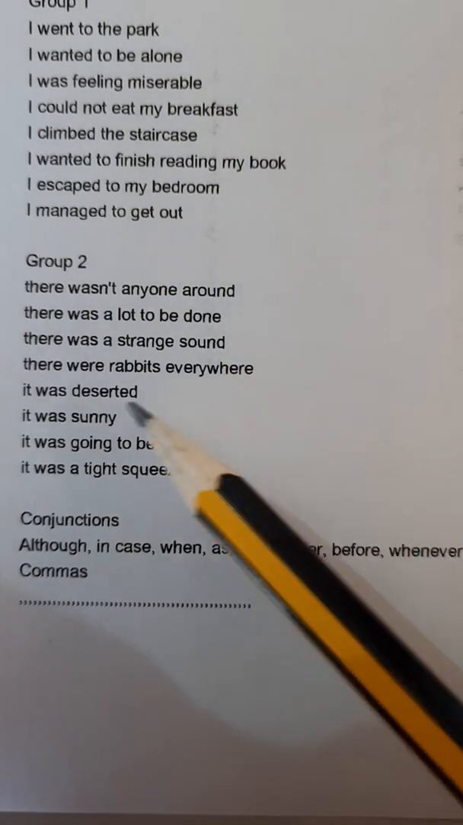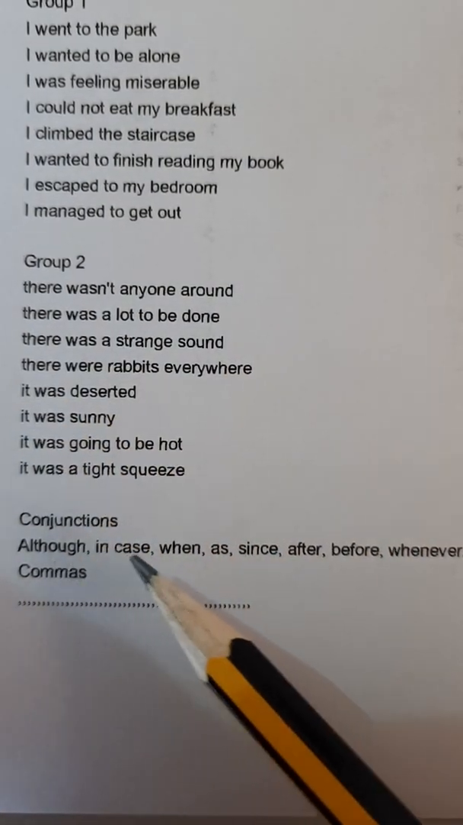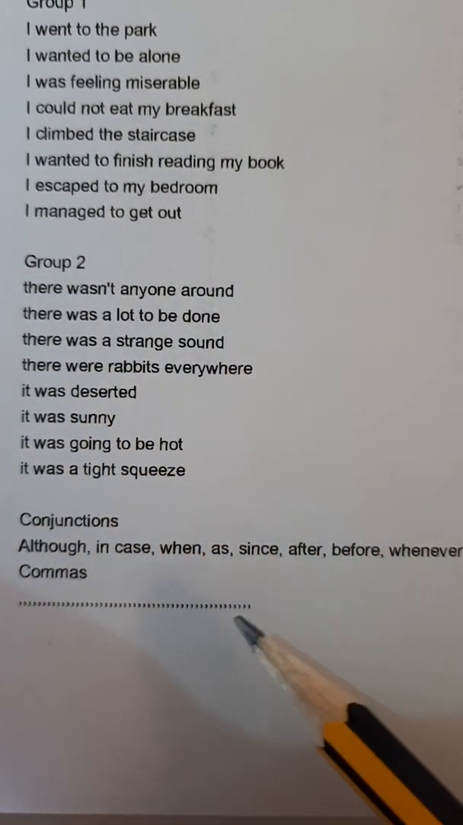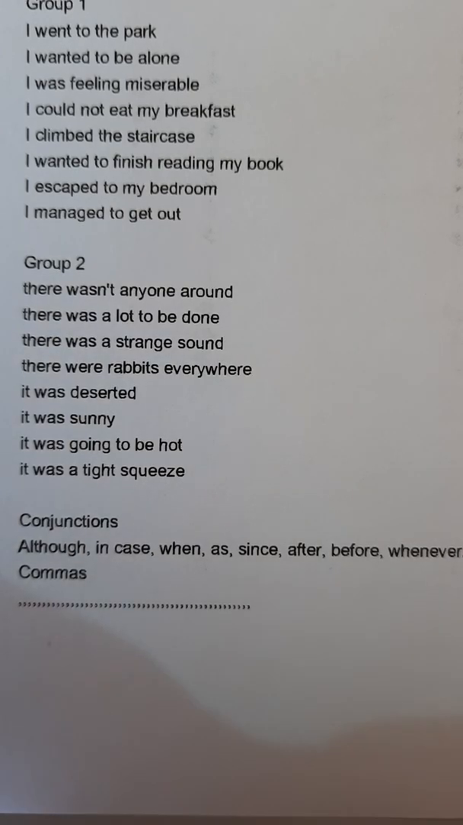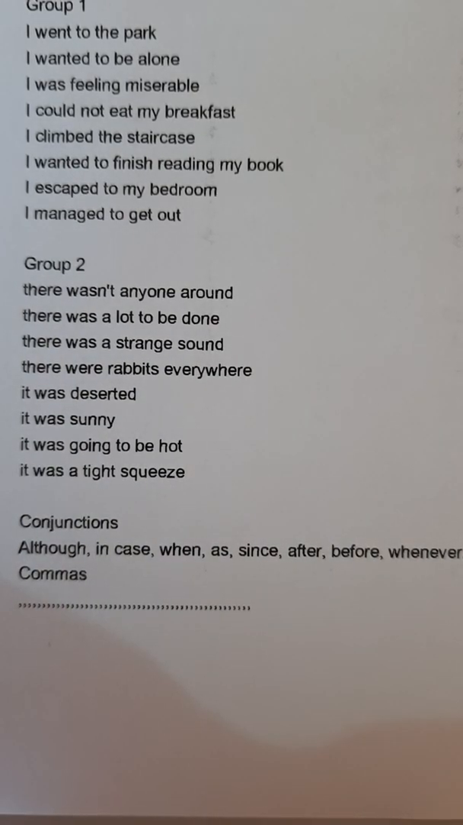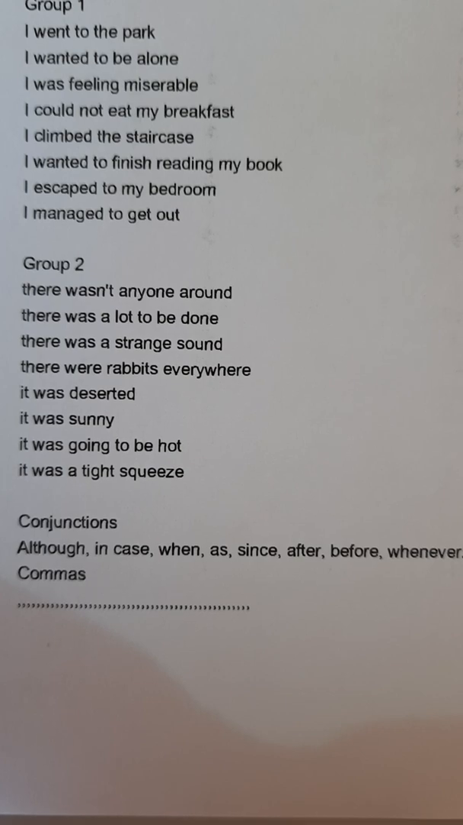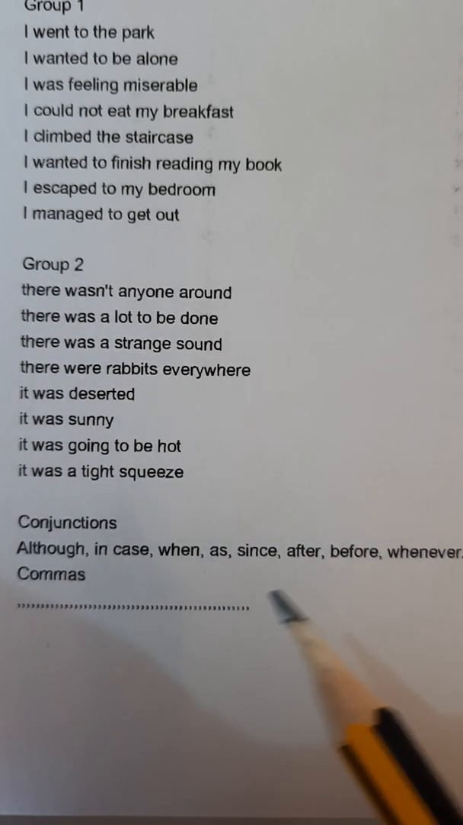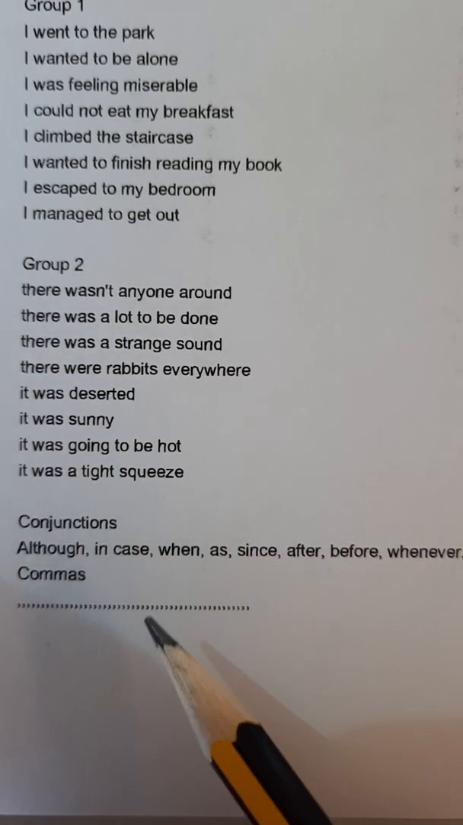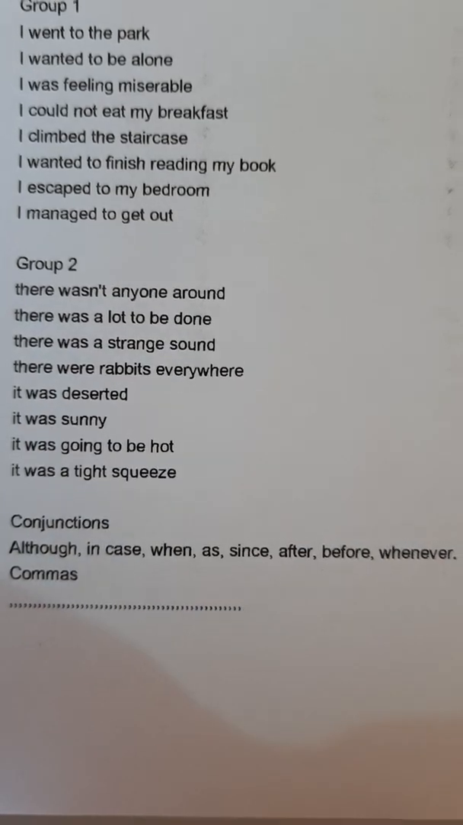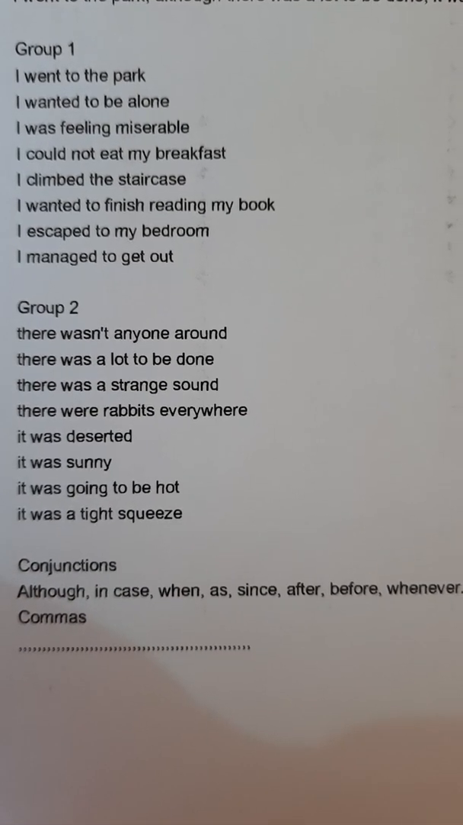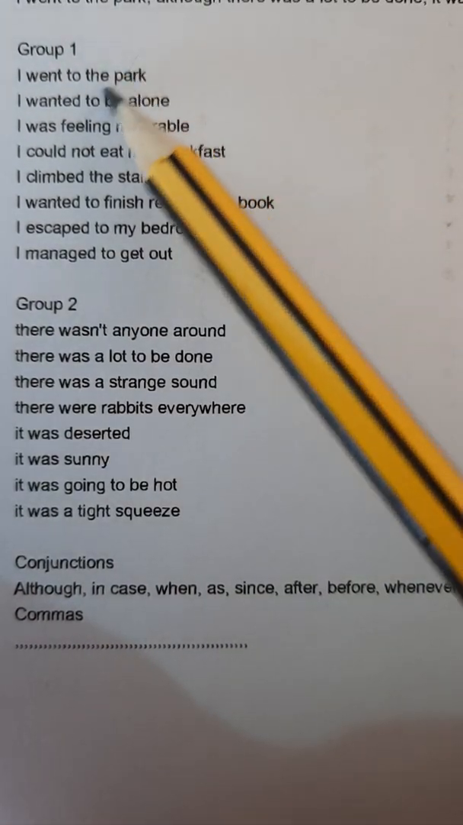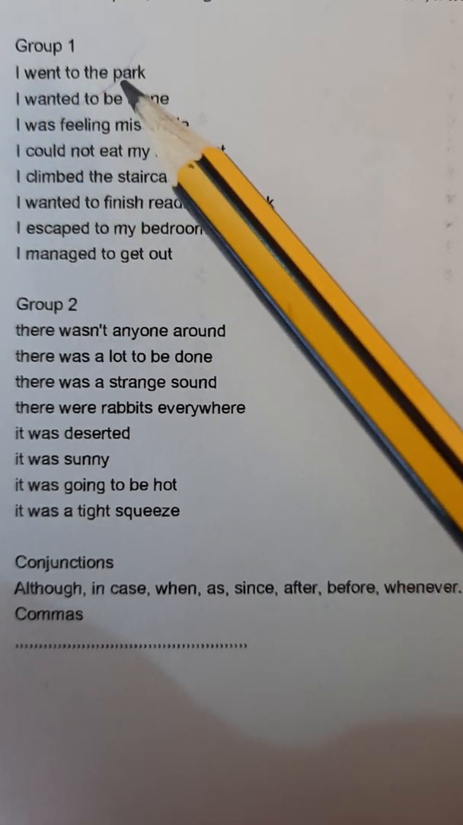Here, we have a group of conjunctions. So we have all of those listed below, and here we have lots and lots of commas. So instead of using two conjunctions, like in the last game, this time we're going to use one conjunction and one comma. So how would this work? Well, first of all, we choose a sentence starter. We choose the first one. I went to the park.